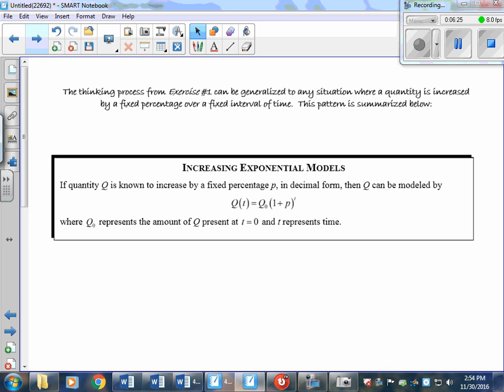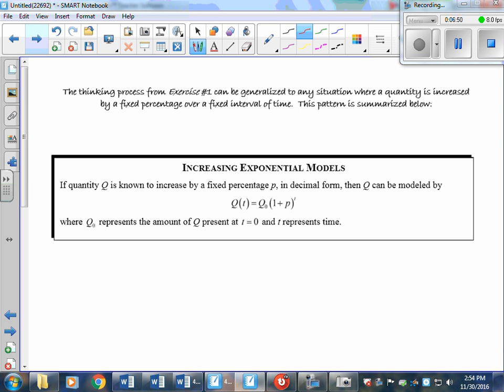All right, so once again, this is the formal definition. If quantity Q is known to increase by a fixed percentage P in decimal form, then Q can be modeled by Q of T is equal to Q naught. That zero at the bottom is called Q naught. It always means the initial amount of Q. All right, so Q naught times 1 plus P raised to T.